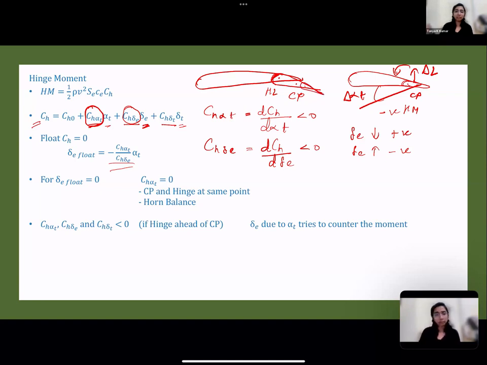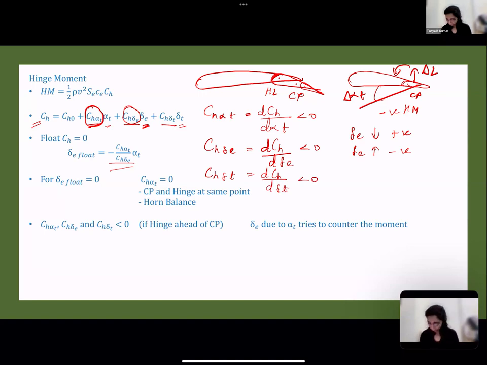Similarly, when you deflect your trim tab down, your camber increases. Camber increases, lift increases. If the lift increases, again, it produces a counterclockwise motion at the hinge line, meaning pitch down, meaning negative. So similarly, your CH delta T, which is dCH by d delta T, is also negative. All three derivatives are negative.